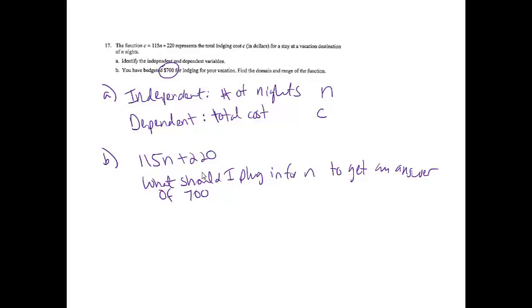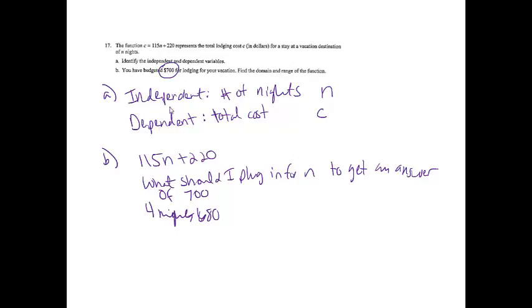So I have more to spend. So I'm going to try maybe 4. So 115 times 4 would give me 460 plus 220. That gives me 680. So 4 nights is $680. I'm guessing 5 nights is going to go over that. Let's just check. 115 times 5 and then plus 220. That goes over $700. So I can stay at most 4 nights.